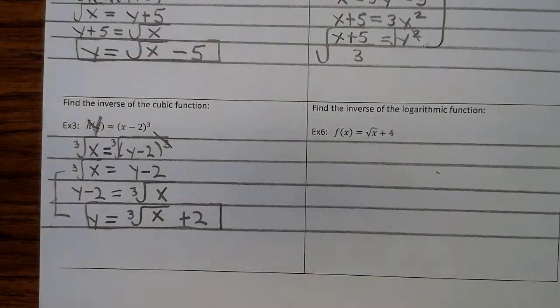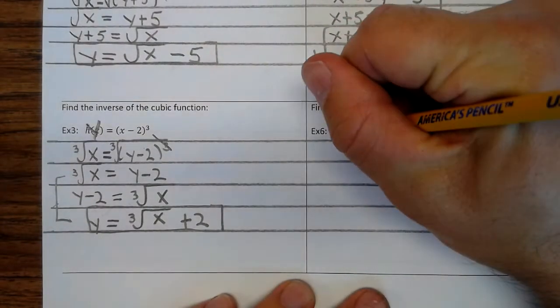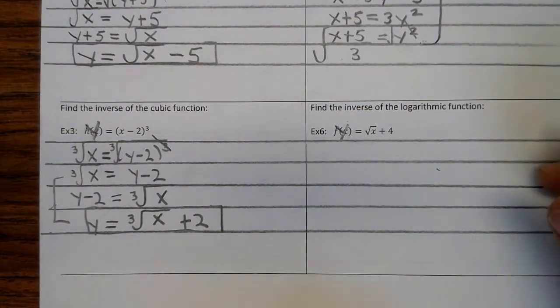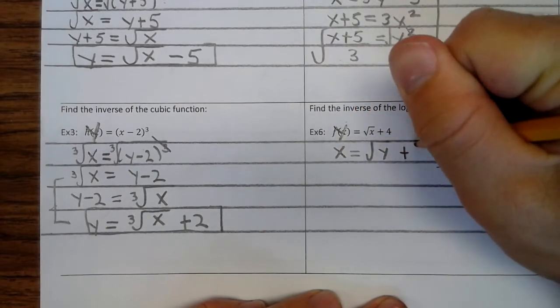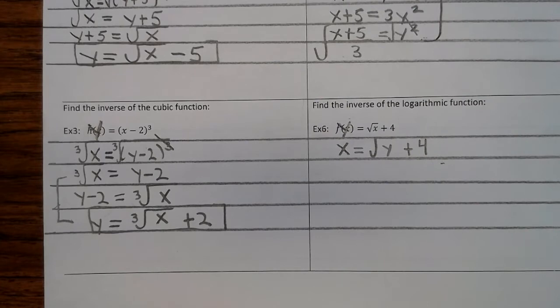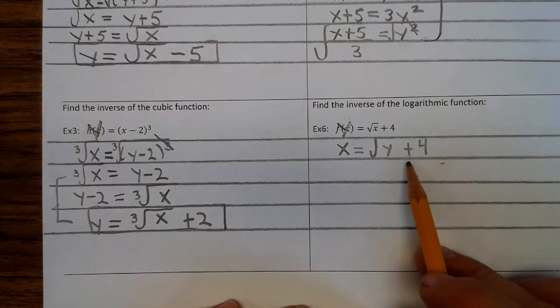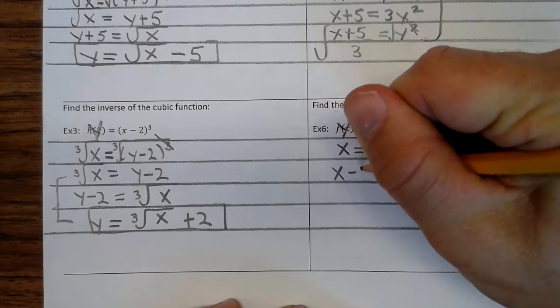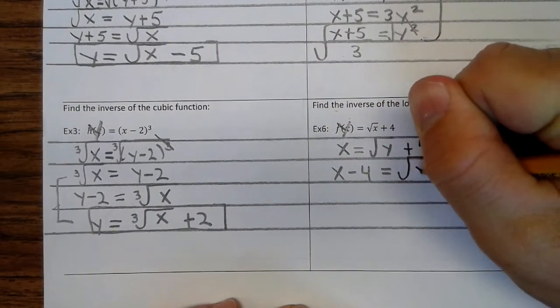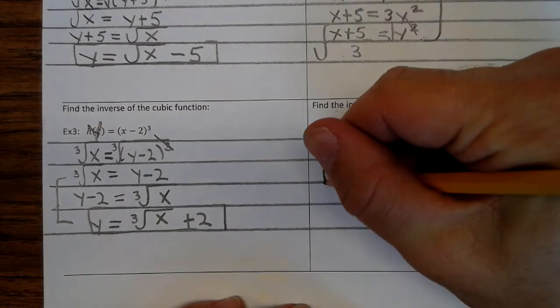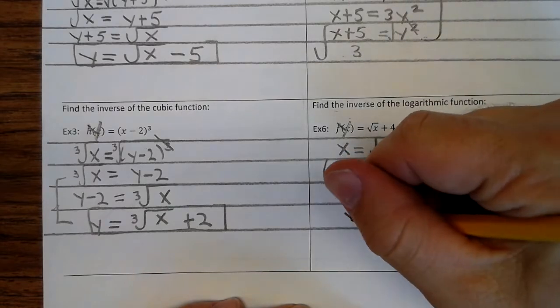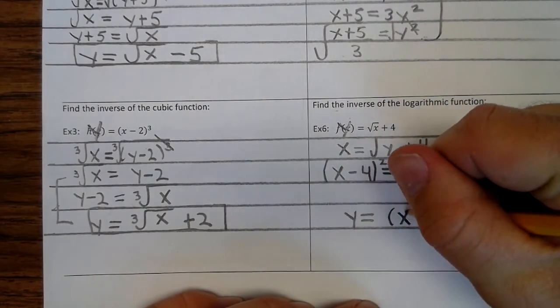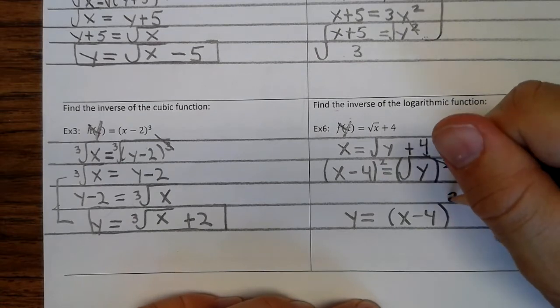Last example. Find the inverse of the logarithmic function. So again, we're going to write f of x as y, and then switch x and y. So x equals the square root of y plus 4. We're going to subtract 4 from both sides. So you get x minus 4 equals the square root of y. And then last step, we're going to square both sides. This becomes power of 1. So you get y equals (x minus 4) squared.